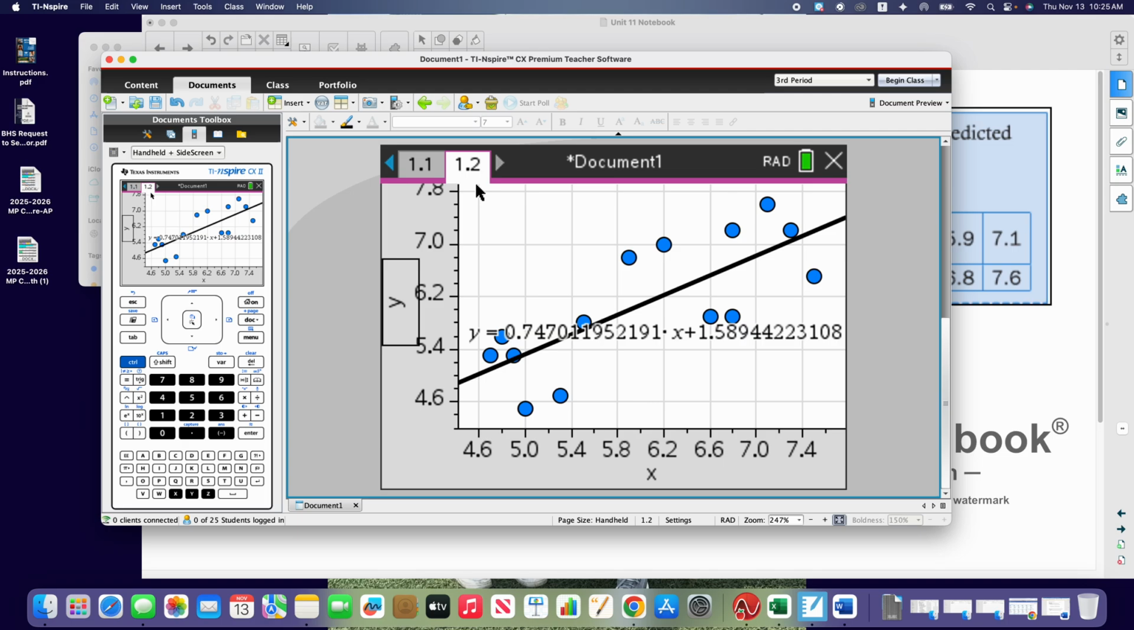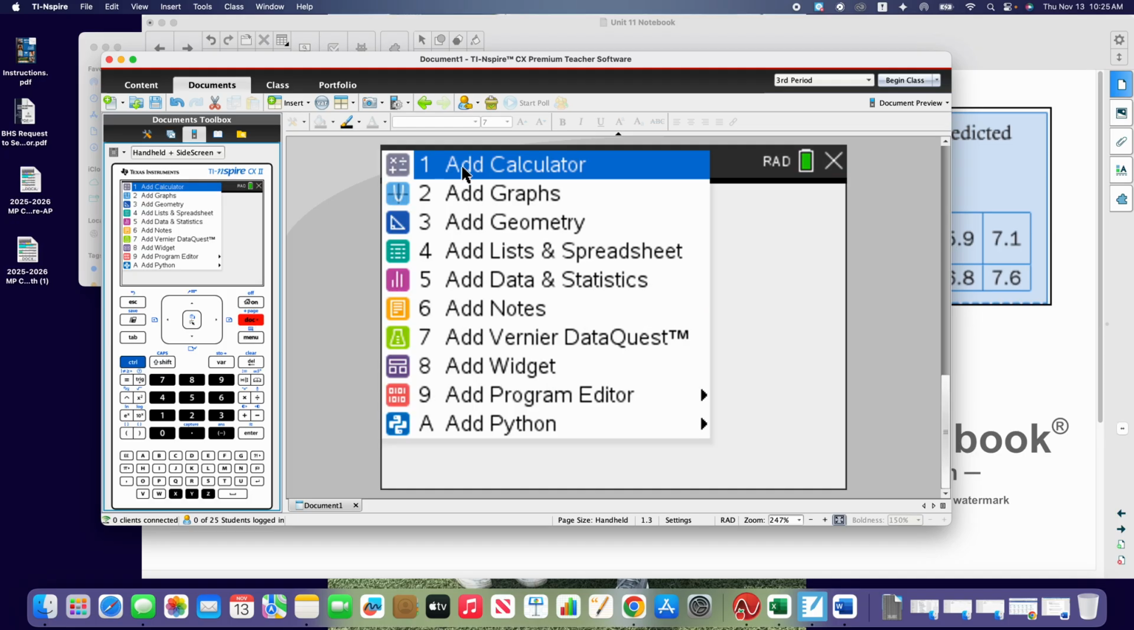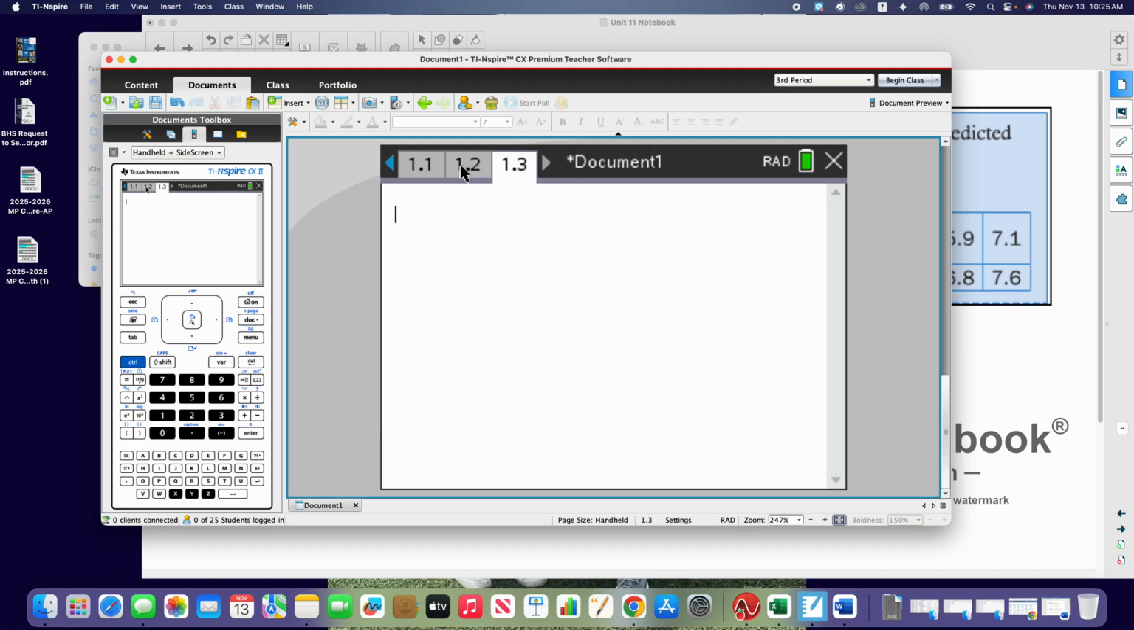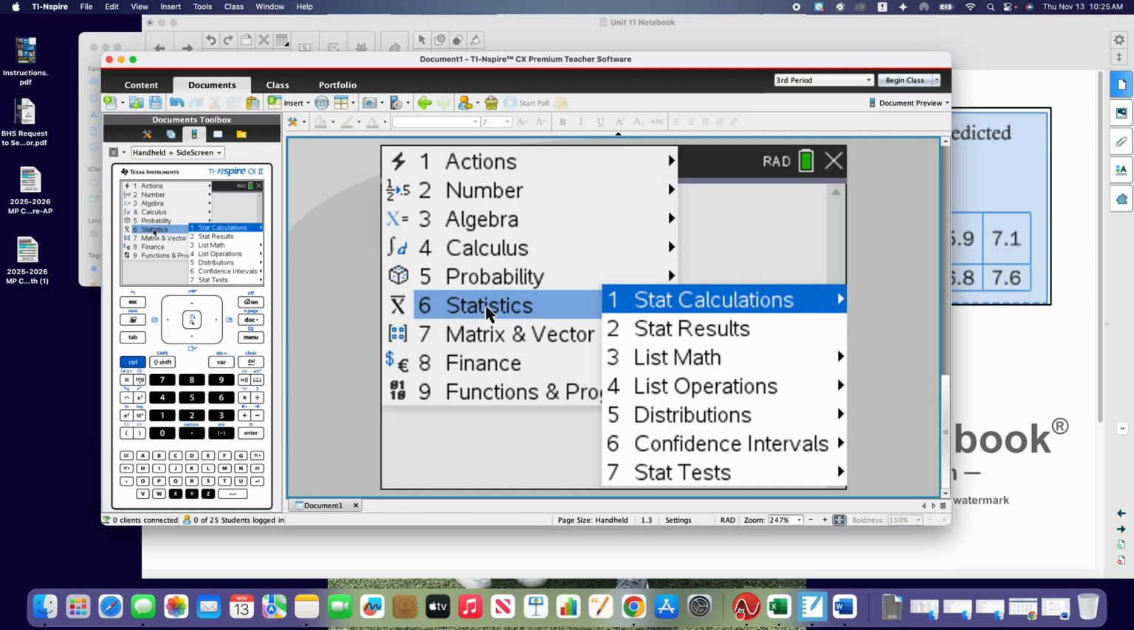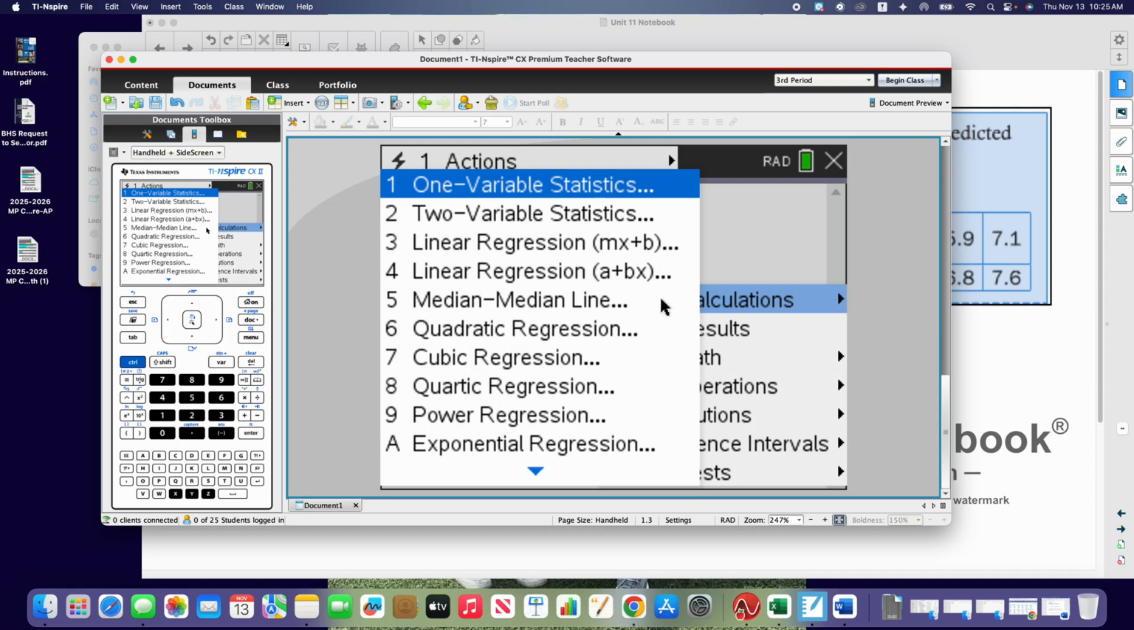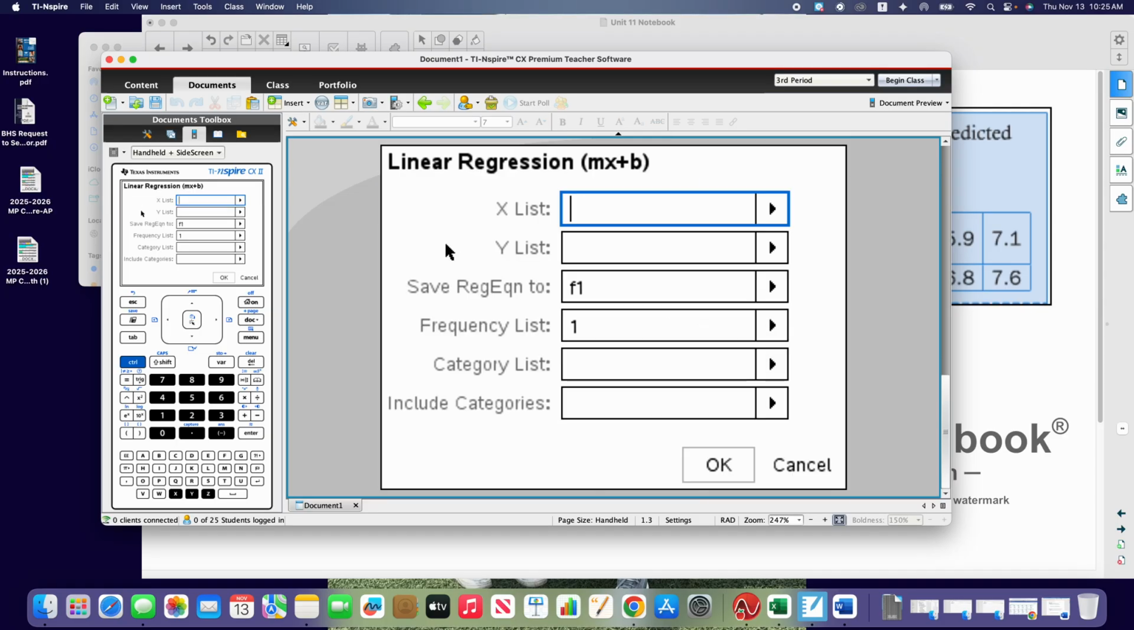Now, if I really wanted to know for sure, I kind of want more of a calculation on that. So I'm going to go control doc, and we're going to just add a calculator. So this is the other thing that we talked about on Friday. We talked about Pearson's product moment correlation coefficient last Tuesday, all right? If we were to do that, we go menu, we go statistics, and we go stat calculations, and we ask for the linear regression. Our X list is X, our Y list is Y. It's going to save it there, frequency, all that kind of good stuff.